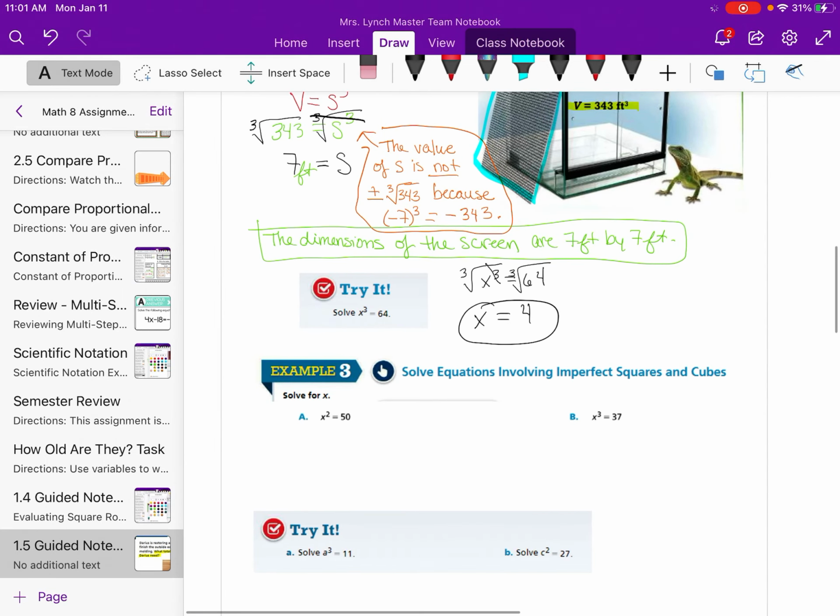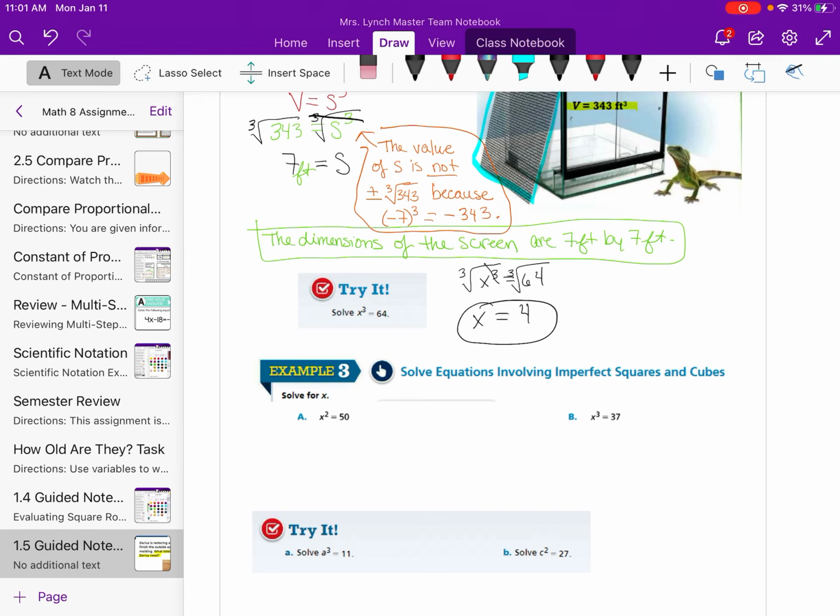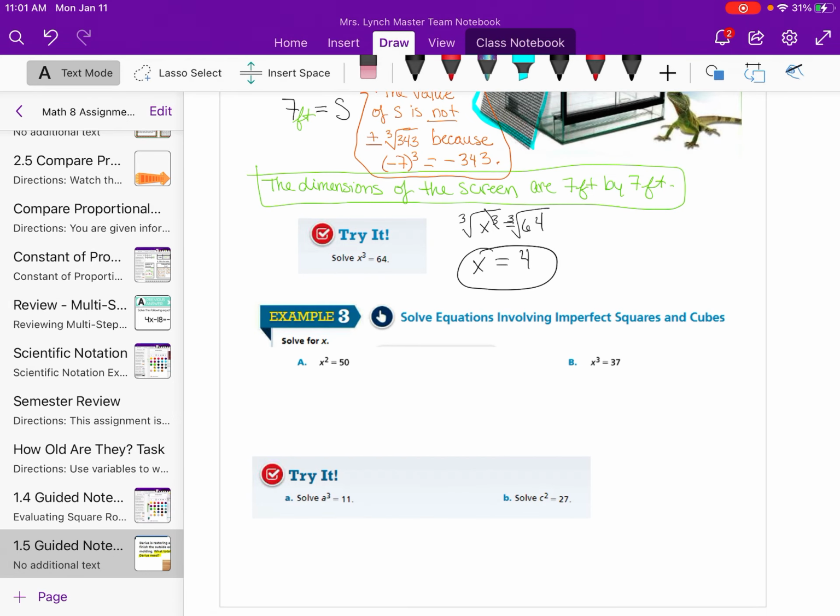Okay, and then lastly, let's focus on these ones. So far, everything we've done has been what's called perfect squares and perfect cubes, meaning that the answer you're going to get is going to be a whole number. It's going to be some type of integer, meaning it's not going to be like 4.135. It's not going to be some weird fraction. It's going to be a nice, perfect number. Well, this last example here, example 3, is what we call imperfect squares and cubes, meaning it doesn't end up being just a simple 4 or a simple 5 or a 10. It's going to have some kind of weird answer.